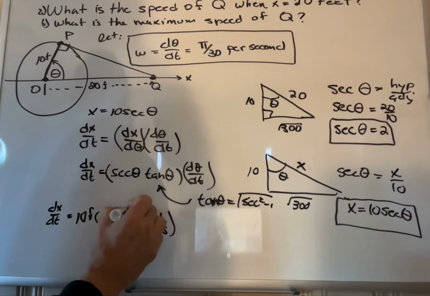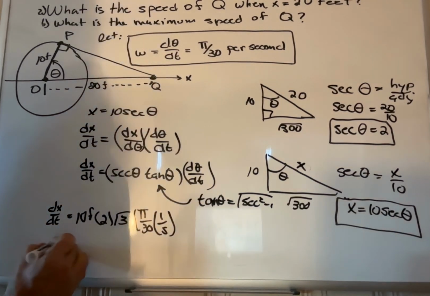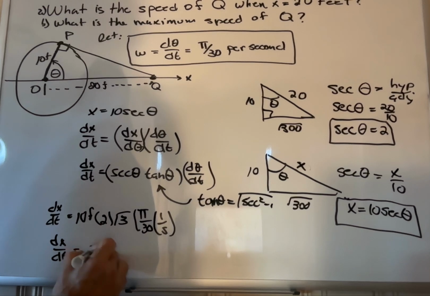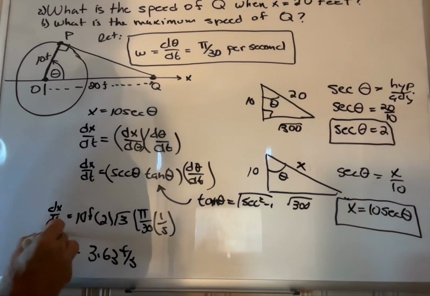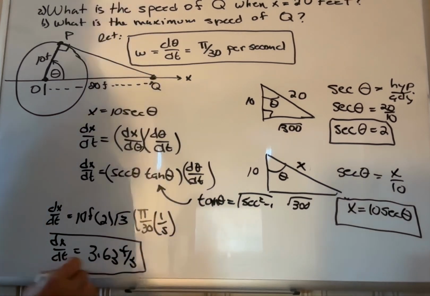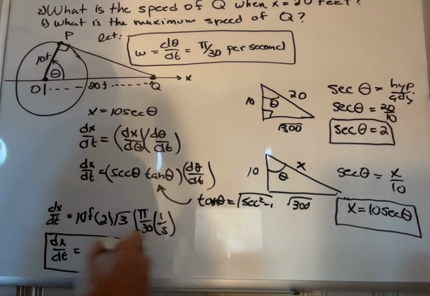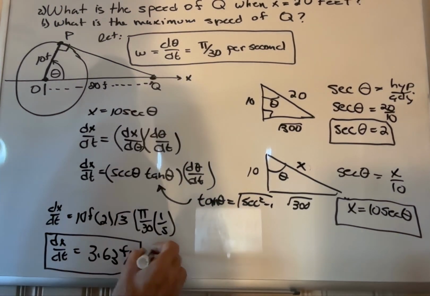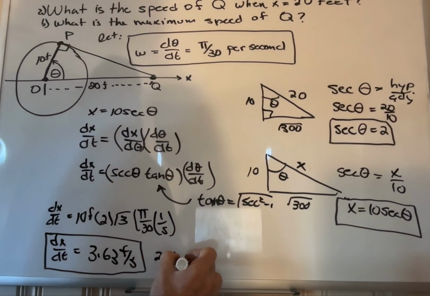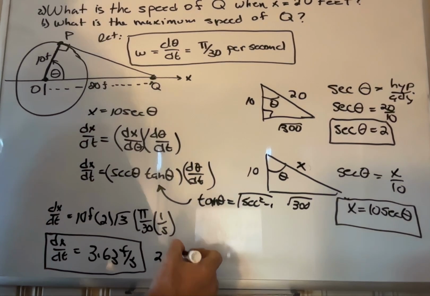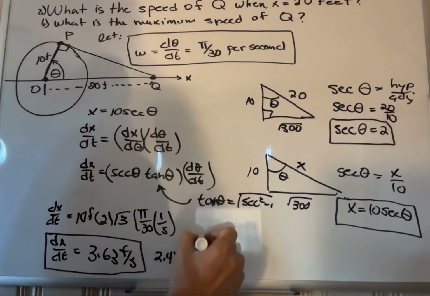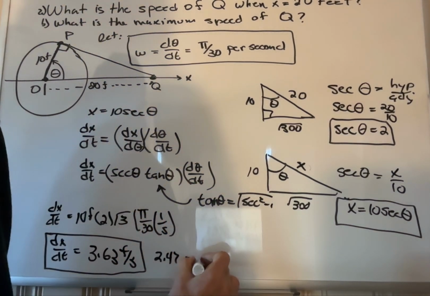So there's a lot of math here. Once we do our math, dx/dt, feel free to do that in the calculator, is going to be about 3.63 feet per second. And that is our velocity at Q, velocity of Q. That's about 2.47 miles per hour. So miles per hour.